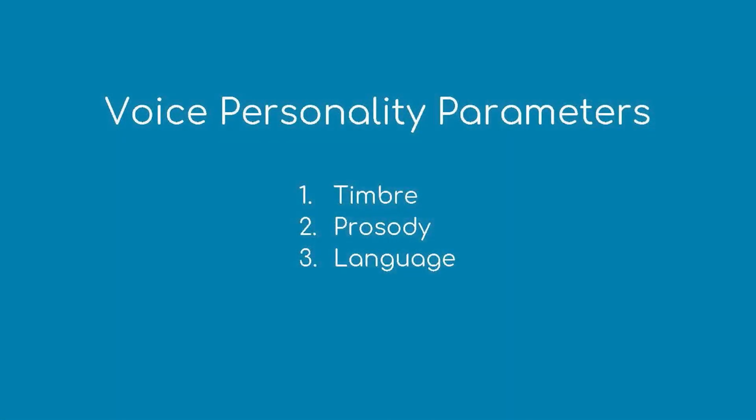So let's start to talk about the voice personality parameters. We're going to look at three primary ways of controlling those, or groupings of those parameters: timbre, prosody, and language. So let's go through those. We'll start with timbre. Timbre is the resonance of the voice, and typically what it communicates is things like gender, age, the size of the person, and so on.